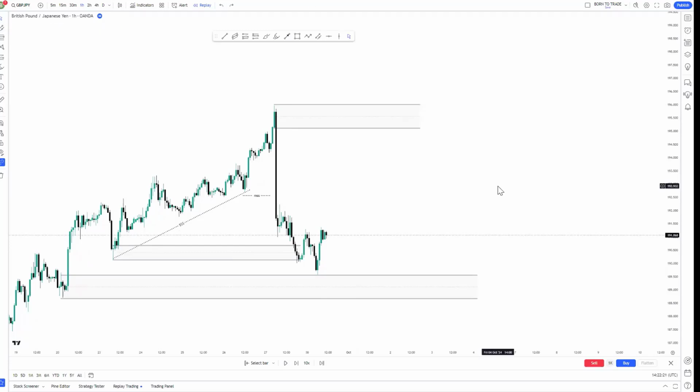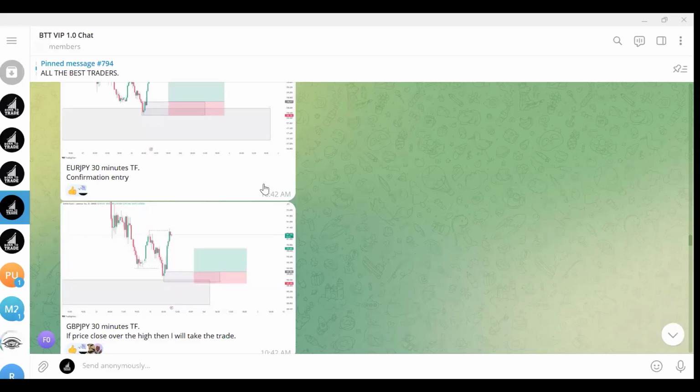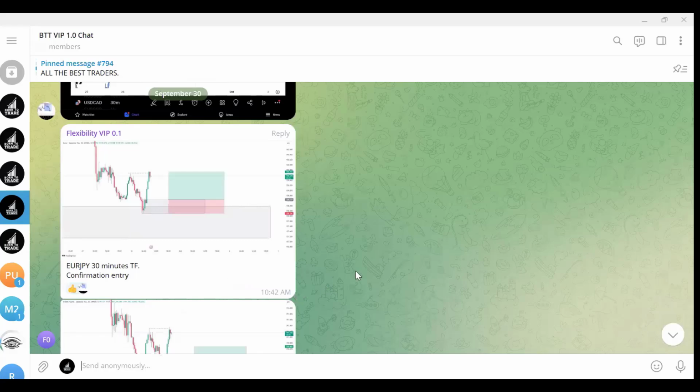Now, some of my students actually approached this particular trade. Some of them approached with an entry confirmation. Let me show you that. So this is one of my students. I think I've done a lesson using one of his charts. He's actually consistent, so I'm very happy with him.